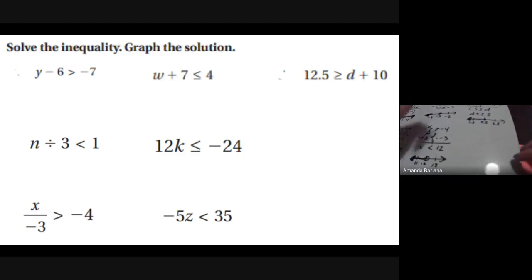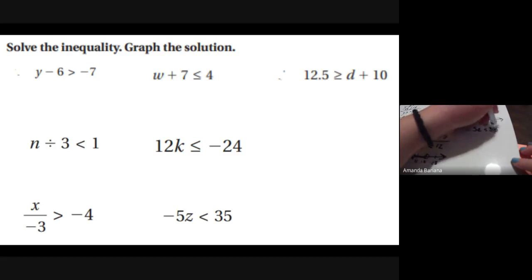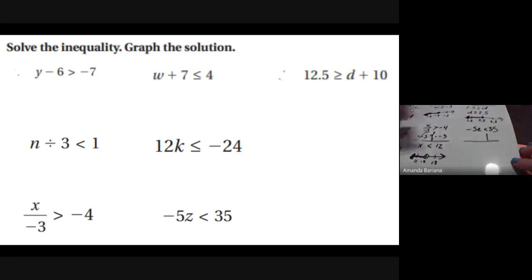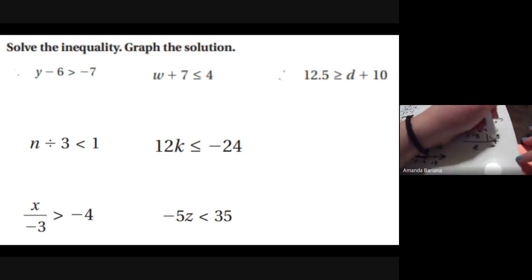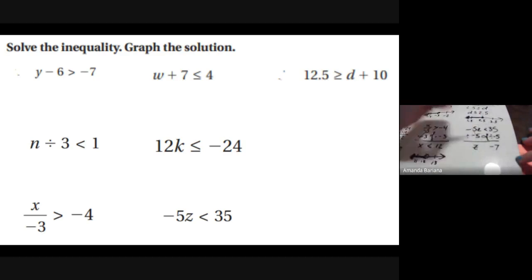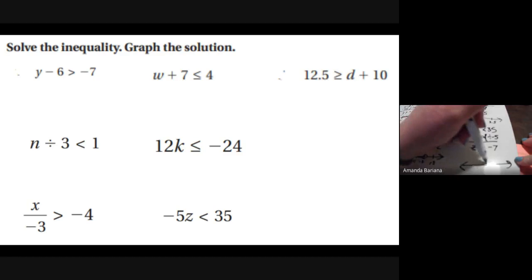All right, last one. -5z is less than 35. Again, normal t-chart. We had -5 times z, so we know we're dividing by -5. Divide by -5. 5's cancel. We have z. Then 35 divided by -5. We did have a positive 35. Our answer now is -7. So once again, that less than in the middle gets flipped around, and we now have z is greater than -7. Open circle, shaded to the right.